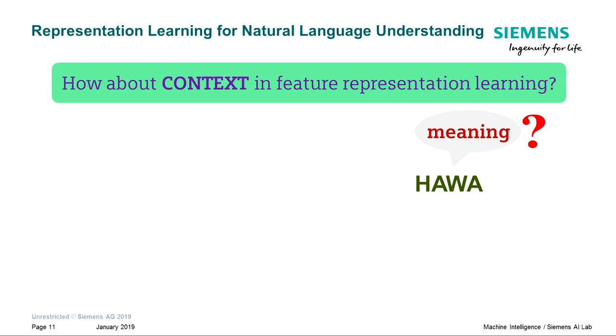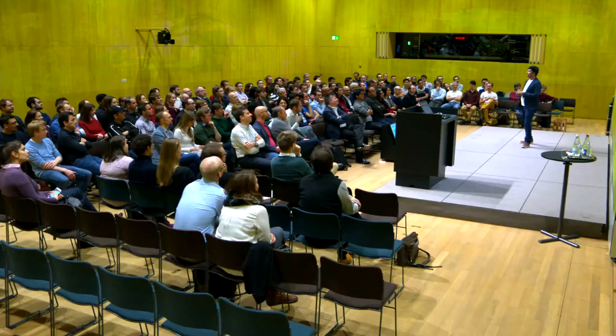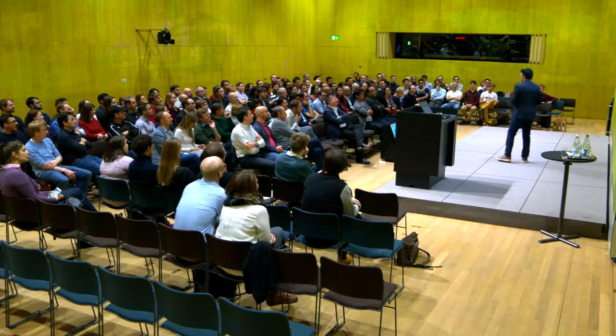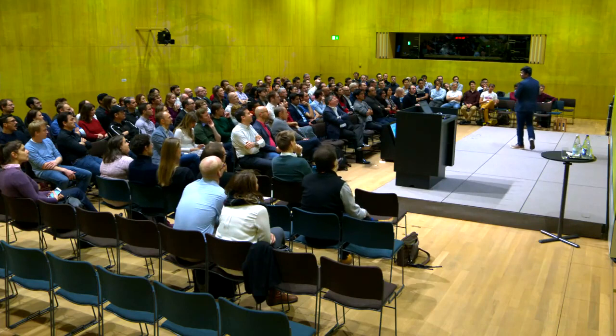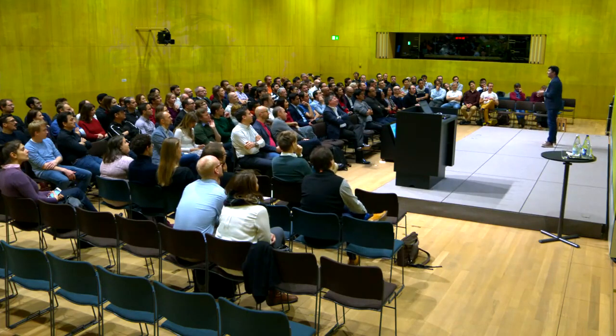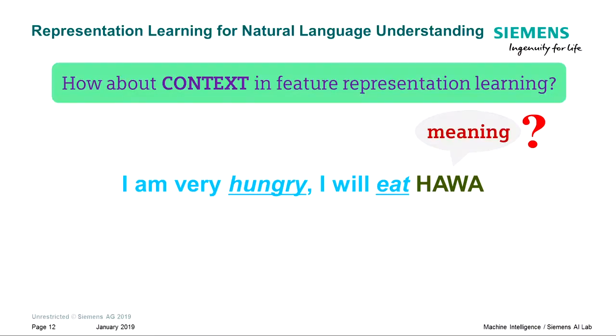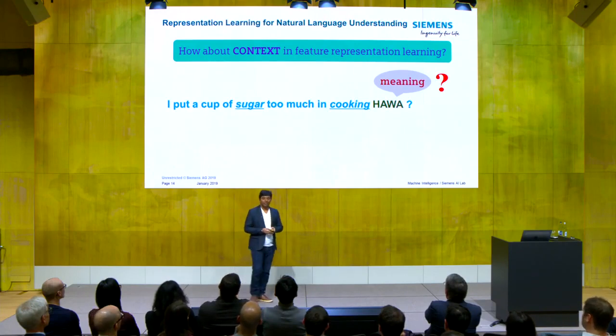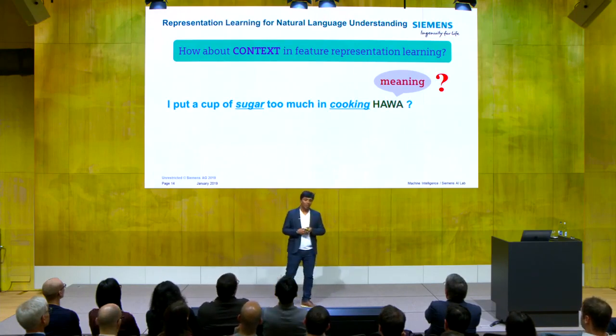Let's see some examples. There is a word called Hawa, H-A-W-A. Can someone guess the meaning of the word Hawa? H-A-W-A. It could be of any language. Are Indians allowed to guess? Yeah. Why not? Air. Okay. Let's see now. Can anyone guess what is the meaning of Hawa now? Yeah, food. Why? Because you see the context around it: hungry and eat. Okay. How about this sentence? I put a cup of sugar in cooking Hawa.